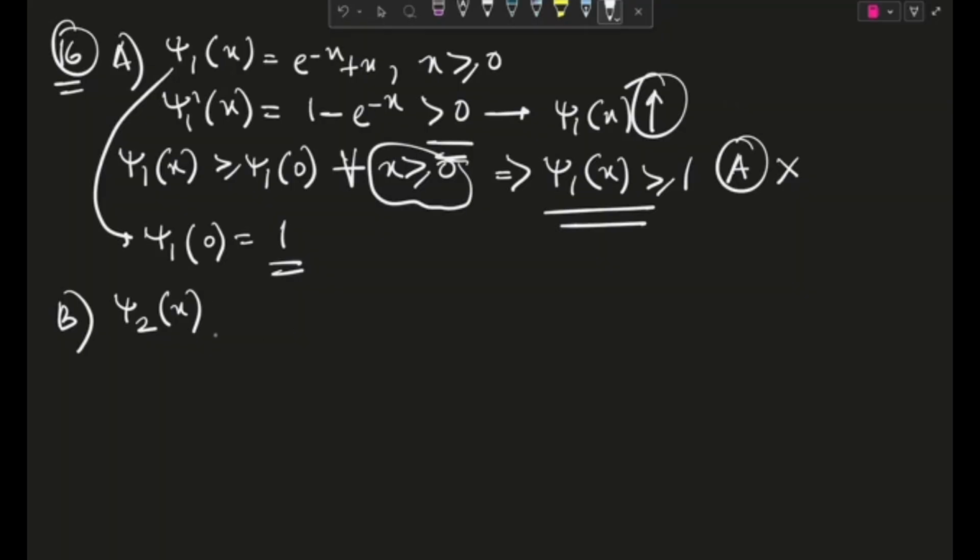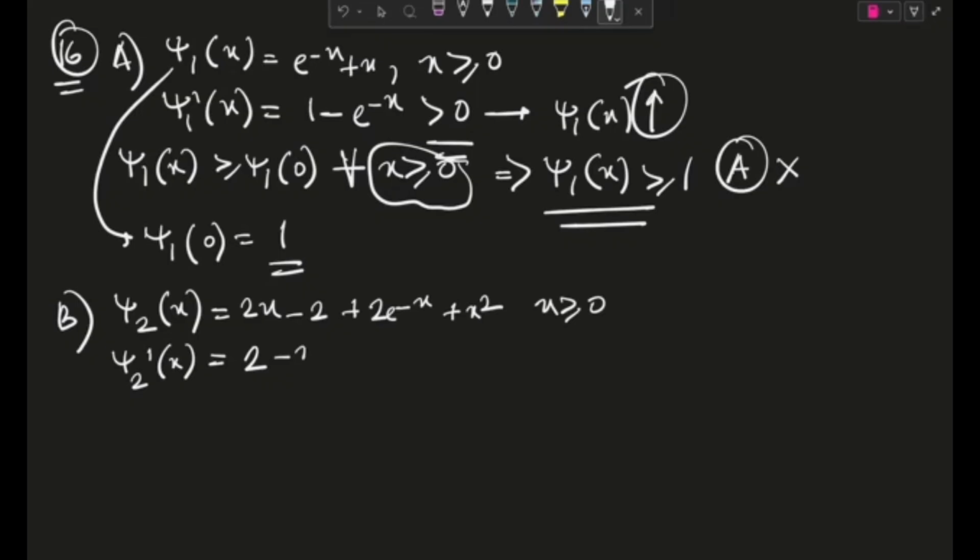Okay. So now xi2(x) was given out to be 2x minus 2 plus 2e^(-x), and also I forgot, plus x squared, for all x greater than or equal to 0. So once again, if we calculate xi2'(x), this comes out to be 2 minus 2e^(-x) plus 2x. And if you observe, this can actually be written as 2 times xi1(x) minus 2, similar to option C that we solved in the previous question.